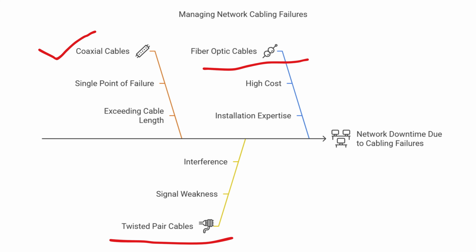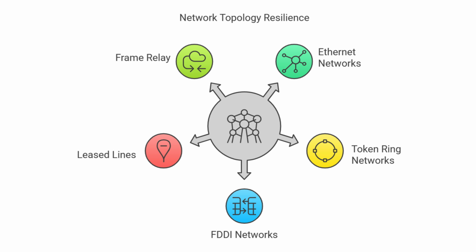Fiber optic cables. Fiber optic cables are immune to electromagnetic interference, EMI, making them ideal for high-speed, long-distance communication. They can carry large amounts of data over several kilometers without significant signal loss. The downside is that fiber optic cables are expensive to install and require specialized expertise to terminate properly. The solution is to use fiber optics for critical network backbones, ensure proper installation, and have backup connections in case of failure.